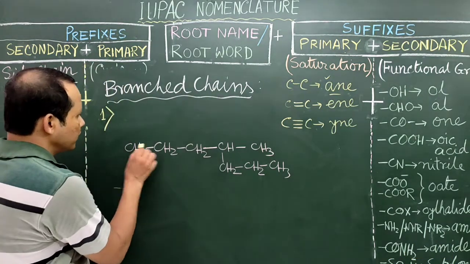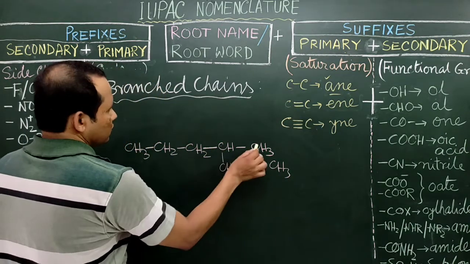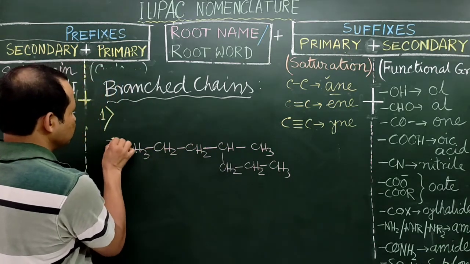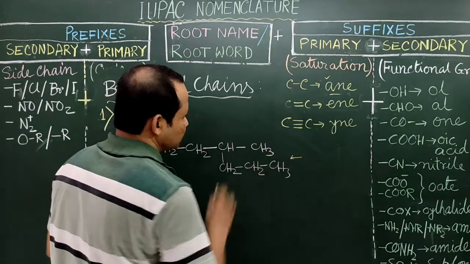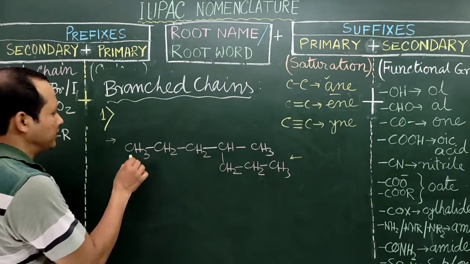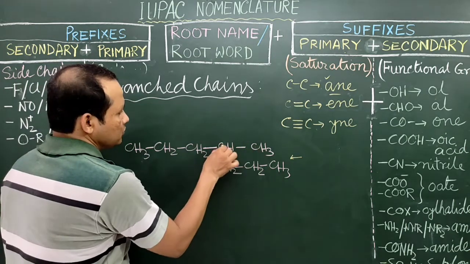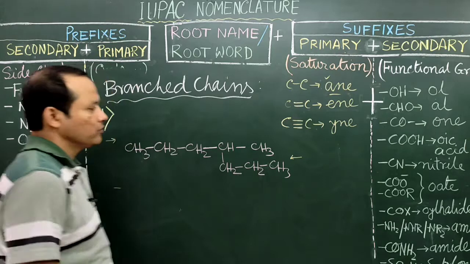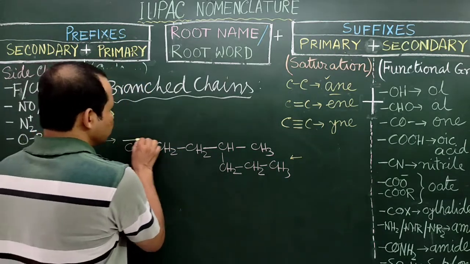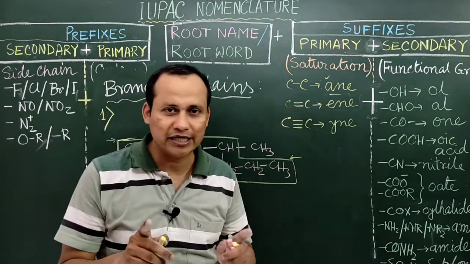Let's try 1, 2, 3, 4, 5, 6, 7, or 1, 2, 3, 4, 5, 6, 7. So from this side, max 7 carbon atoms are coming. Now if we change our direction a little bit like this, 1, 2, 3, 4, 5, or 1, 2, 3, 4, 5. So in this we are getting the longest carbon chain, this one. Okay, so we have identified the longest carbon chain.